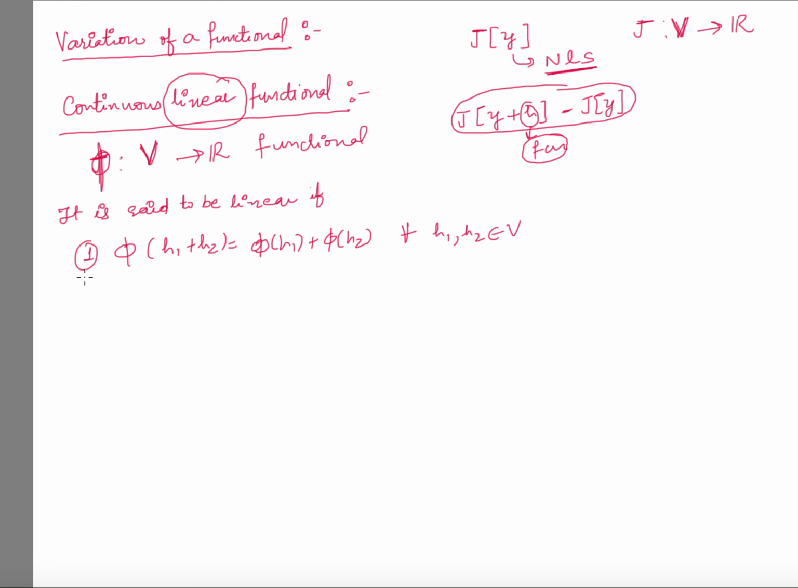The second is, there is another operation, the dot, in the normed linear space, where alpha is a real number and h is an element from V. So what I should get is phi of alpha h equals alpha phi of h. This should be true for all h in V and for all alpha in R. If these two conditions are satisfied, then we say that this functional is linear. Plus, if it is a continuous functional, then it is a continuous linear functional.